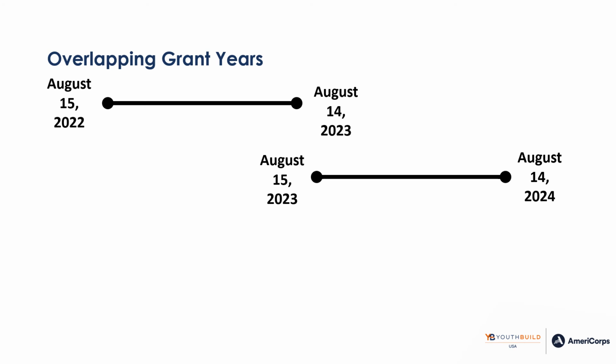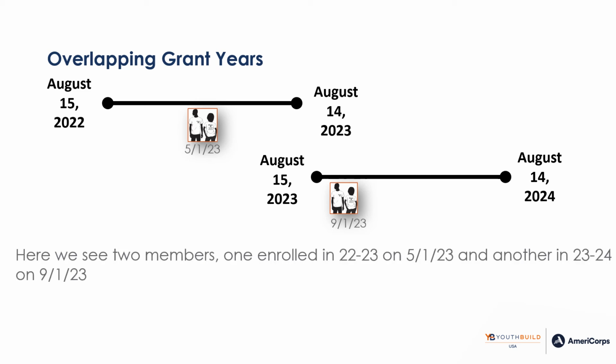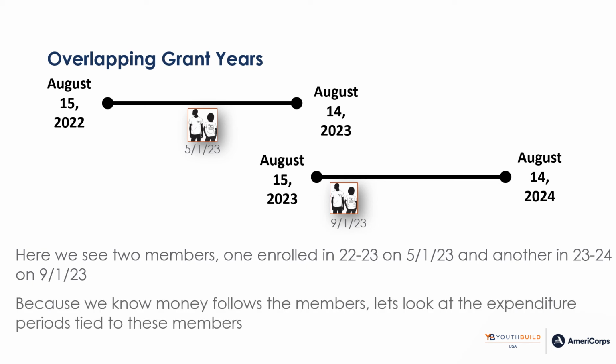Because the grant expenditure period is determined by when members enter and exit, it is possible for 2 grant years to overlap. Here we see 2 members, one enrolled in 22-23 on May 1st, 2023, and another in grant year 23-24 on September 1st, 2023. Let's look at how the expenditure periods for these 2 grant years overlap when we take these 2 members into consideration.